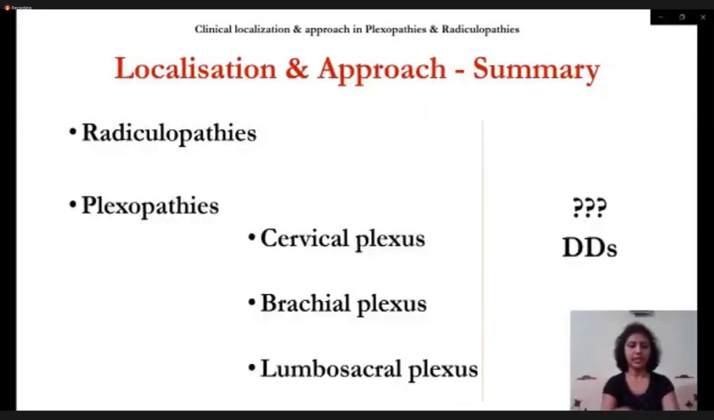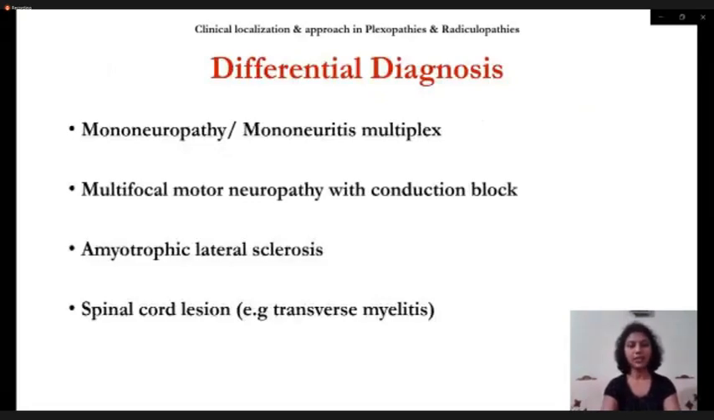With this, the topic of localization of radiculopathies and plexopathies is rather vast and daunting. And at the end of this, many of you must still be having the burning question as to how to differentiate the radiculopathies from other differential diagnoses that affect the peripheral nervous system, particularly how to differentiate a monoradiculopathy from a mononeuropathy.